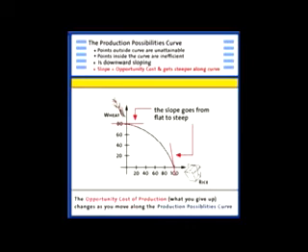Down here, we have to move a lot of dry land out of the production of wheat just to get an additional 20 bushels of rice. And that's very costly in terms of the wheat that we lose. That's why the opportunity cost of rice production increases the more rice the economy chooses to produce.